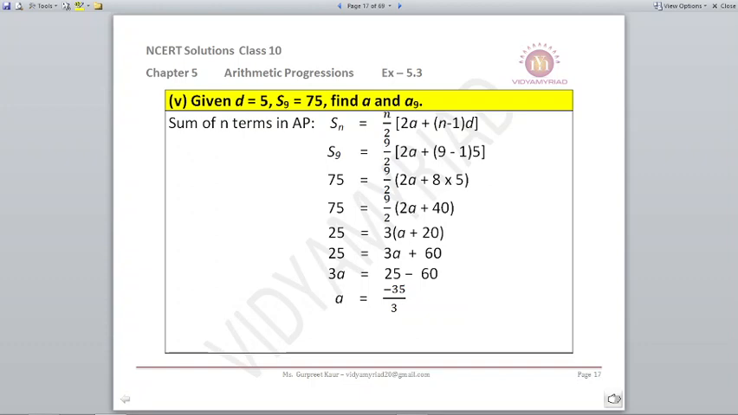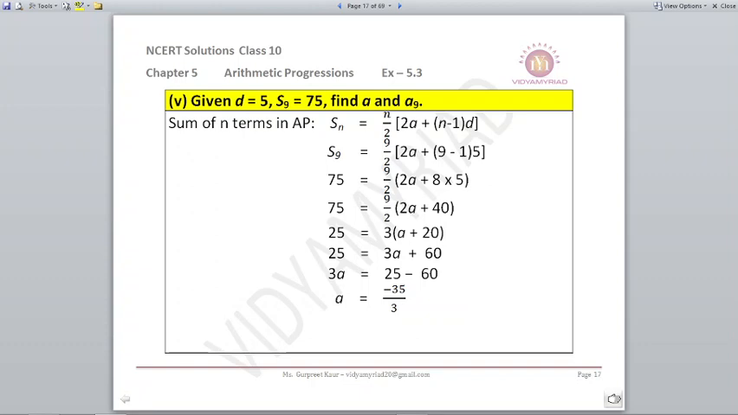Next, d is equal to 5, S9 is equal to 75. Find a and a9. So Sn is given to us as 75. So S9 will be equal to n upon 2 into 2a plus 9 minus 1 into d. That is, S9 is 75. So 9 upon 2, 2a, a we don't know. We can find out using this. So 8 into 5, 40. A comes out to be minus 35 upon 3 on solving this.